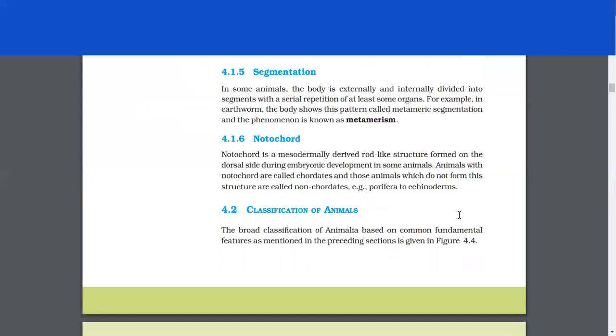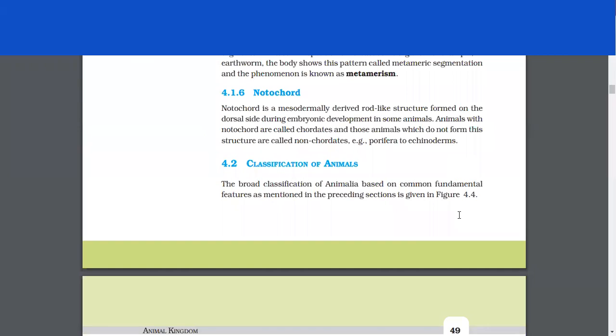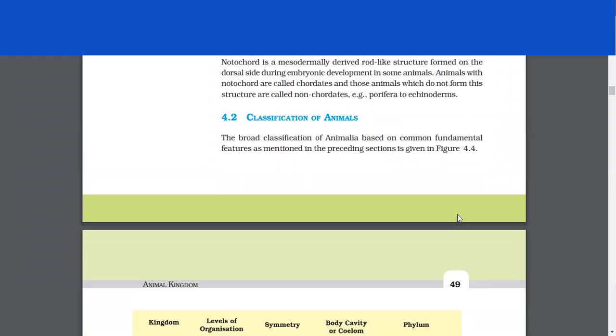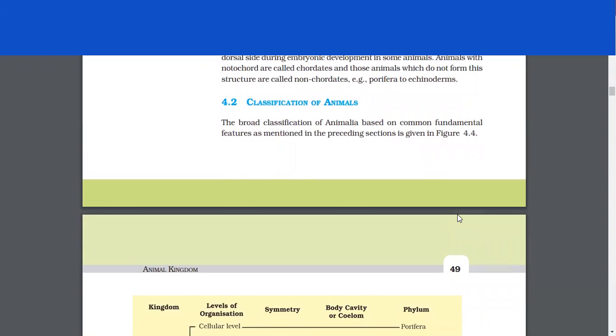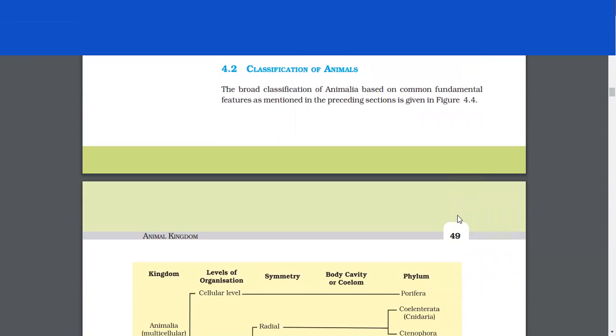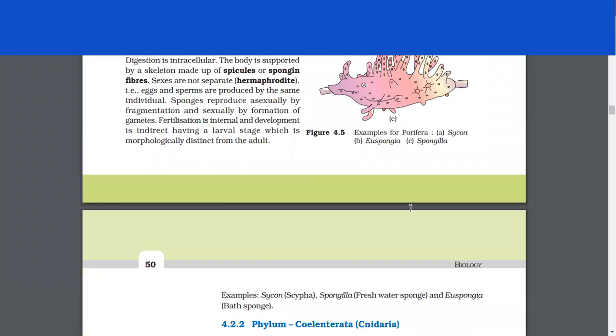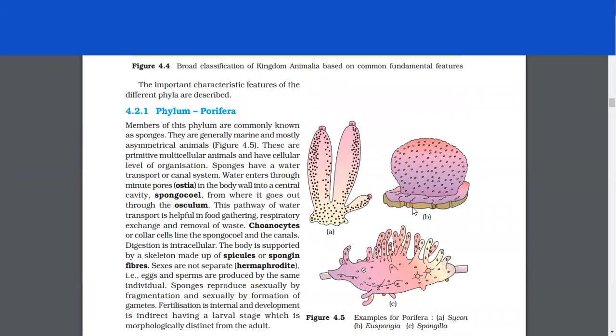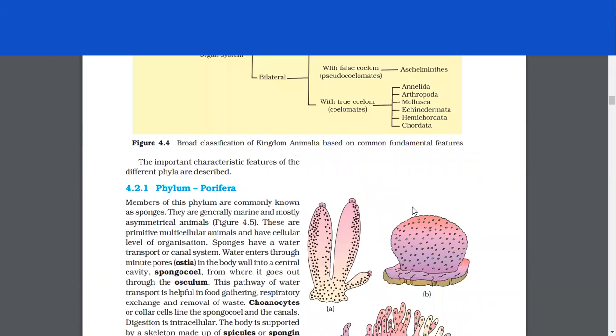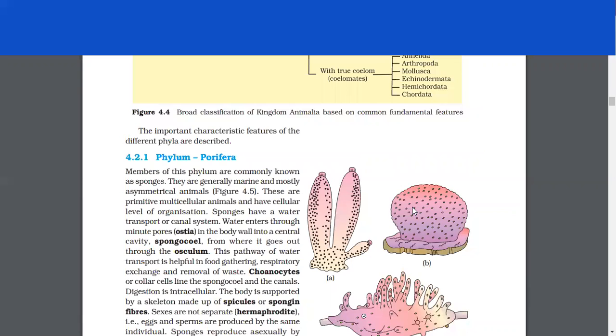Classification of animals. The broad classification of Animalia based on common fundamental features as mentioned in the preceding section is given in figure 4.4. The important characteristic features of the different phyla are described.